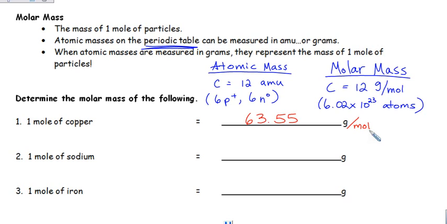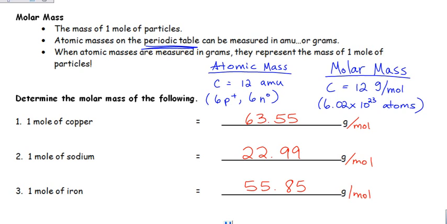I can look up sodium. 22.99 grams per mole. Iron. 55.85 grams per mole. Easy. Now again, different periodic tables might have different numbers of decimal spots. In general, I usually say leave at least 2 decimal spots on your molar masses.